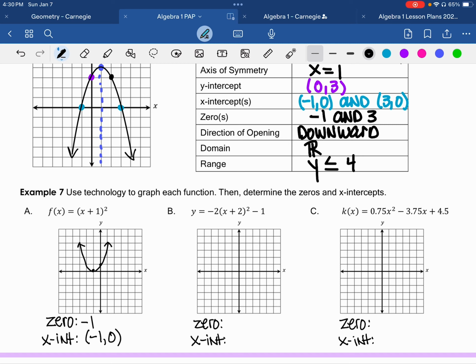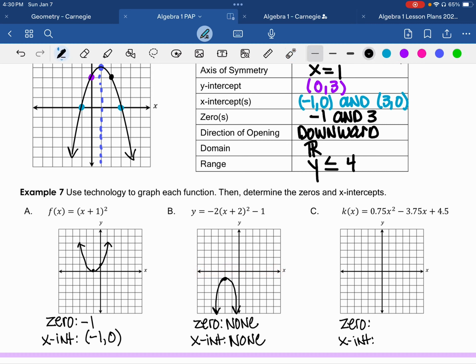For the next one, we had a vertex here at -2, 1, and then it went something like this is what it looked like. We had no zeros, so there were none, and there were none. Yes, that can happen. Notice this is happening because this graph is not touching the x-axis.